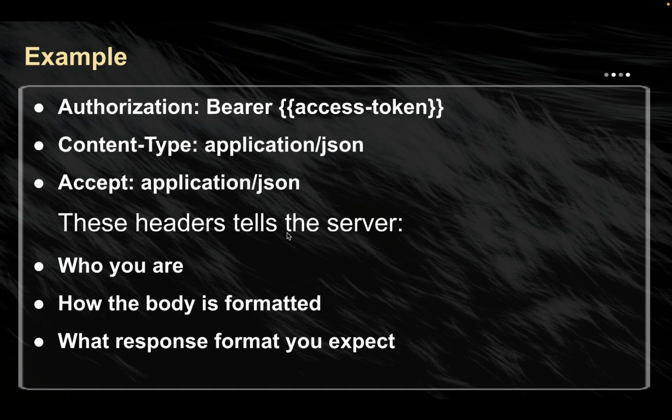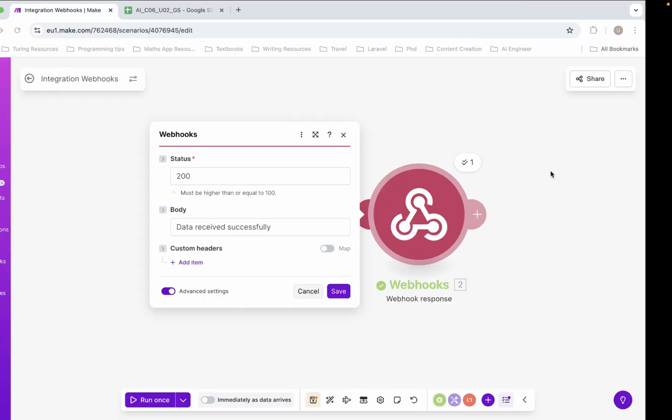So these headers tell the server who you are, that is the authorization, how the body is formatted, content type, and what response formats you expect, which is the accept in this case. Custom headers are needed when the system you are talking to expects extra instructions besides the body. Think of the headers like the instruction written on the envelope, not the letter inside. So guys, let's dive into make.com to set up the custom headers.